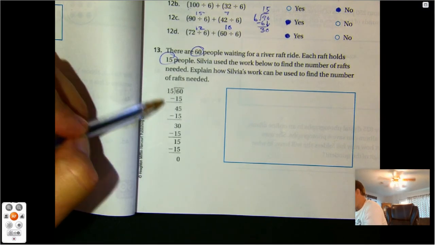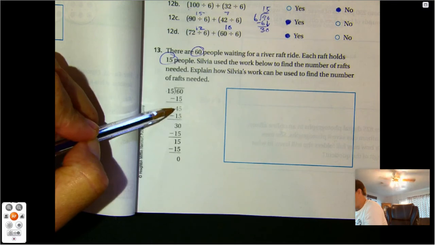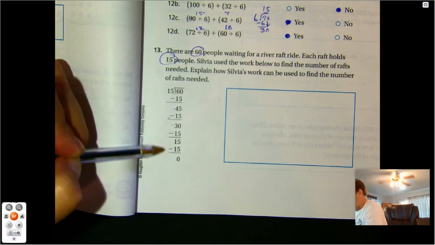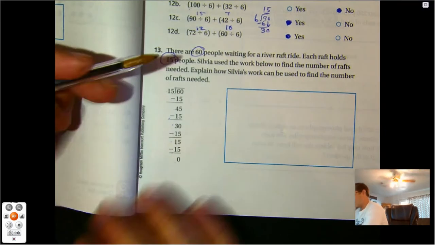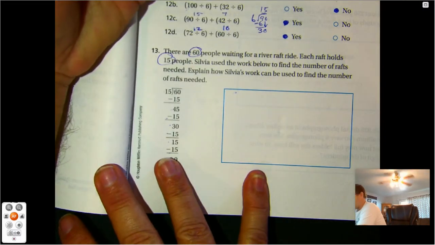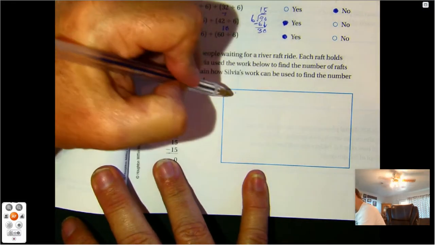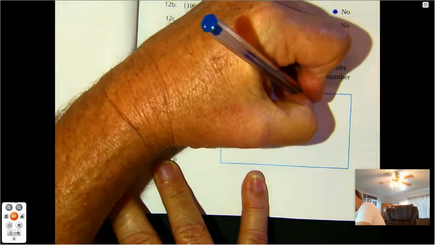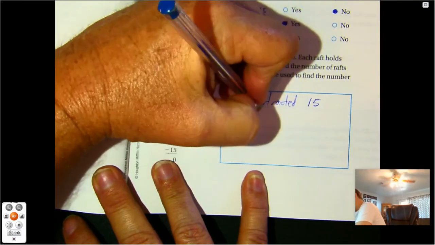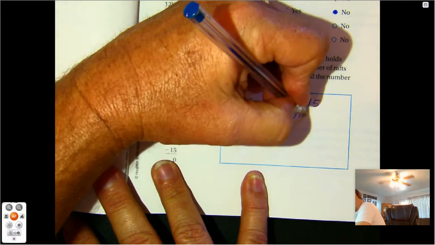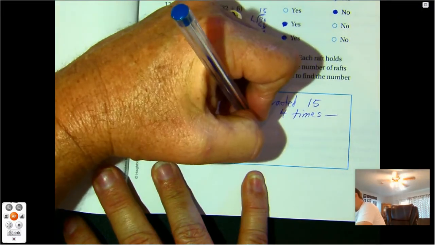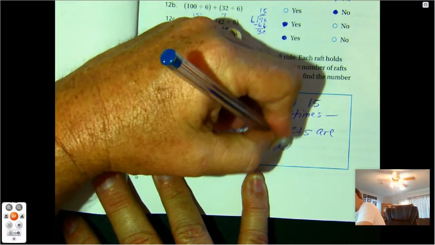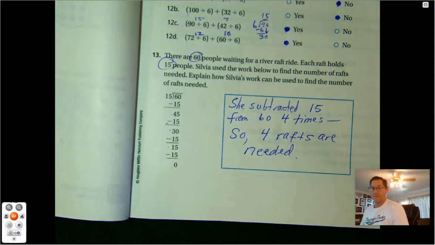And so I see that she subtracted 15, giving her 45. She subtracted 15, which left her 30. She subtracted 15, which gave her 15. She subtracted 15, which left no people. So explain how her work can be used to find the number of rafts. She subtracted 15 from 60 4 times. So 4 rafts are needed. Okay. So she used repeated subtraction as her method, and that's fine. That works great.